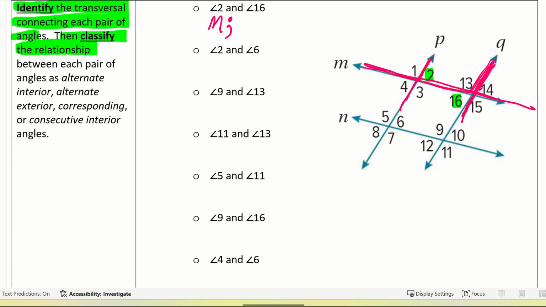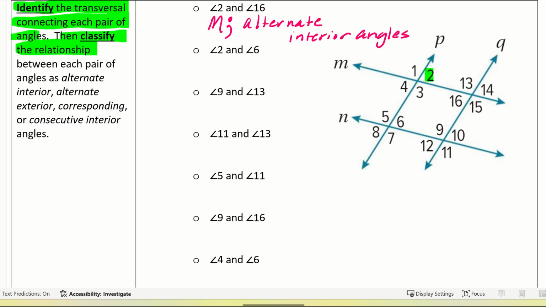And then those are on the interior. You might have to turn your paper sideways, but they are on the interior of P and Q. And they are alternate, so they are alternate interior angles. So that was 2 and 16. I'm going to go ahead and erase my pink lines here and my 16.